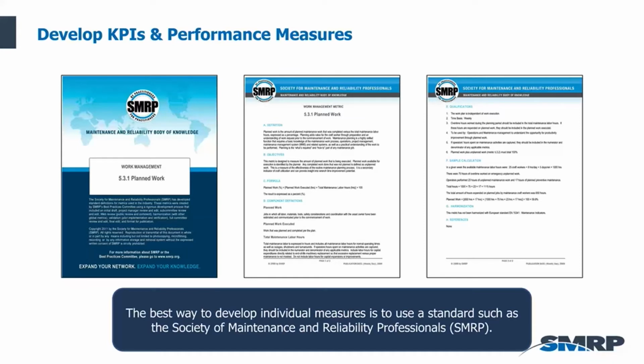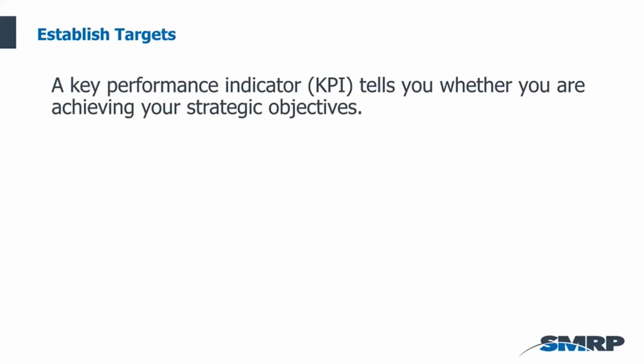When you develop KPIs or performance measures, I'd strongly recommend that one of your first stops, if you're first setting up KPIs, is to look at the library within SMRP. There are individual measures that, because they are a standard, have more credibility than if you try to develop them on your own. These, of course, have definitions, the objectives, the actual formula, the component definitions, etc. So they're very well done, and I'd highly recommend that you start there.